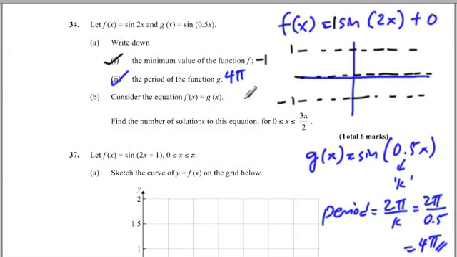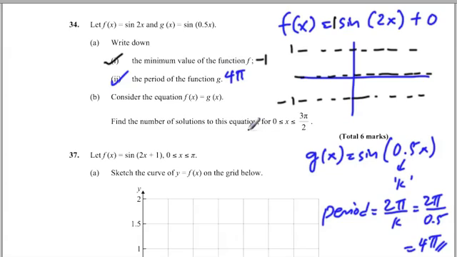Consider the equation f of x is equal to g of x. Find the number of solutions to this equation between 0 and 3 pi over 2. I'm not sure if this is a paper 1 or a paper 2 question. Something tells me it might be a paper 1 question, but let's try. We might need a little bit of trig to do this. For now, let's assume this is a paper 2 question.